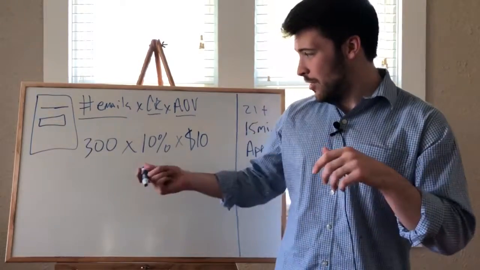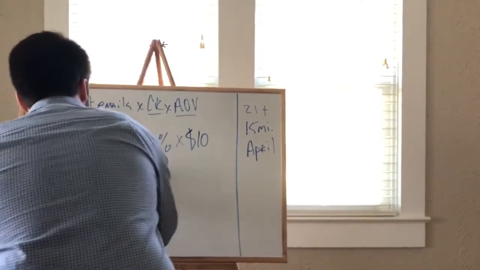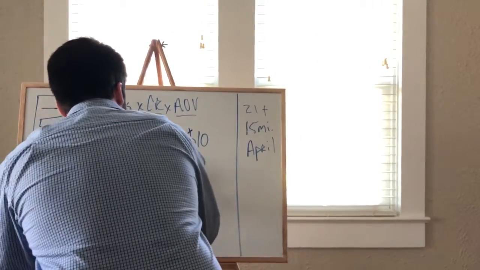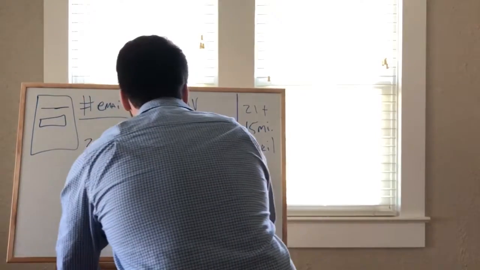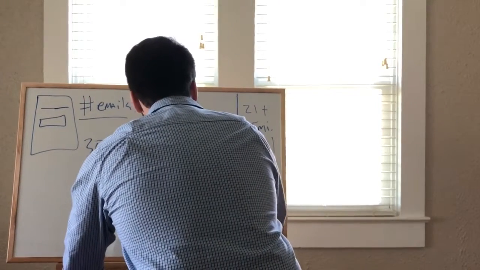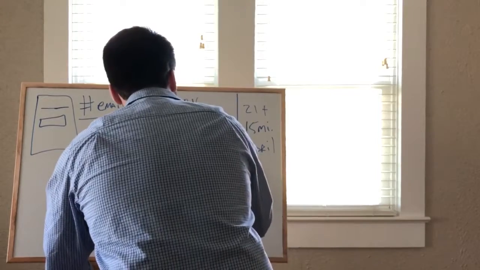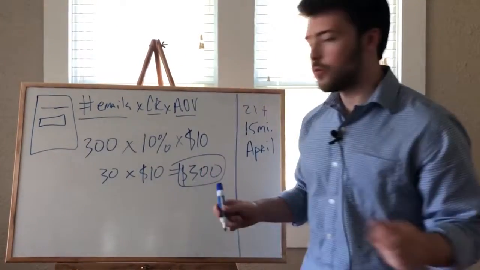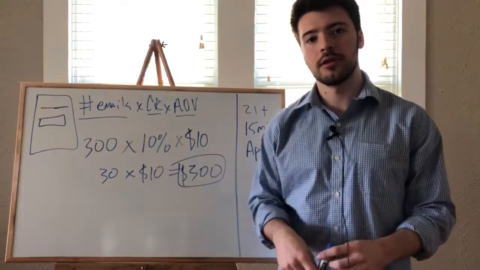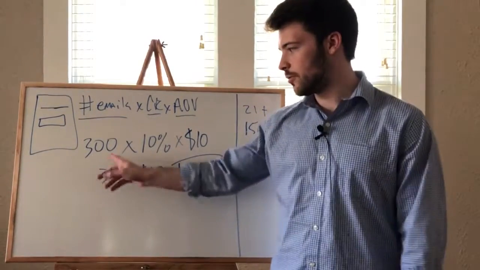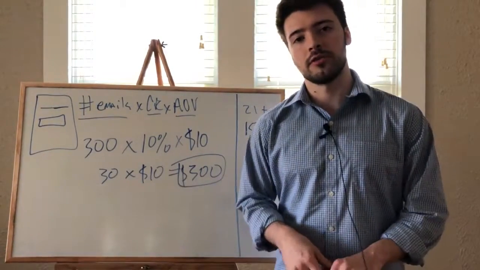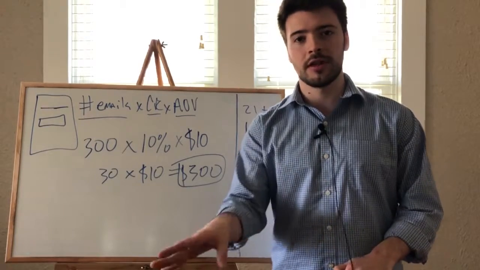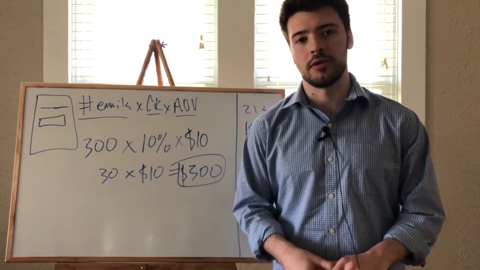So this comes out to 10% of 300 people times $10 per order, average order value. That's going to equal $300, right? From one email being sent. So you send out one email to this list of 300 people and you make $300. You don't pay to send the email. There's no cost associated with it, right?